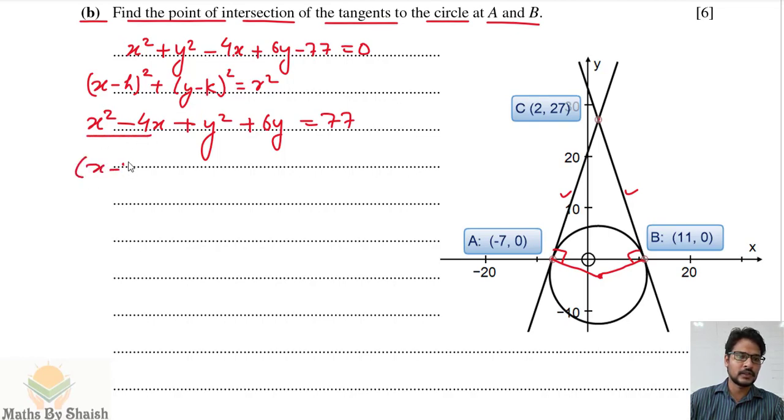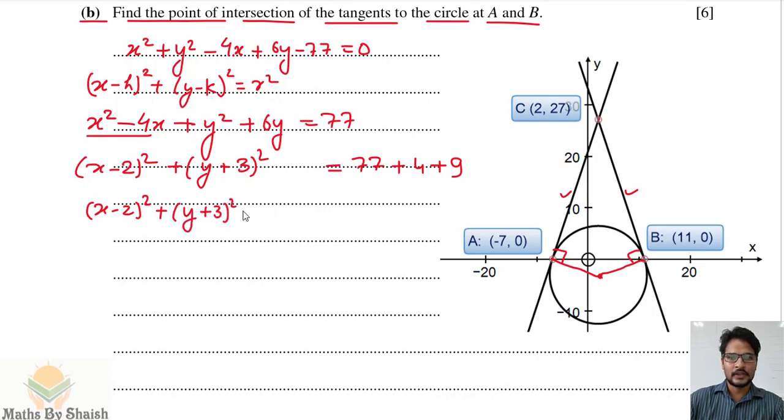(x - 4/2)², that is (x - 2)², and I will add the same on the right side, that is 77 + 2², that is 4. And similarly here, (y + 6/2)², (y + 3)², and then we add 3², which is 9. And we got (x - 2)² + (y + 3)² = 77 + 4 + 9, which is 90.